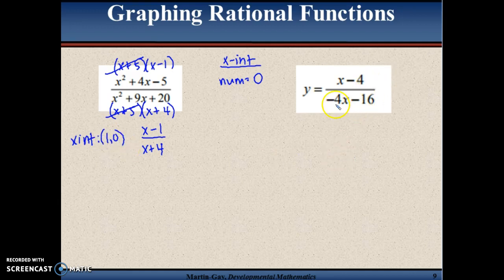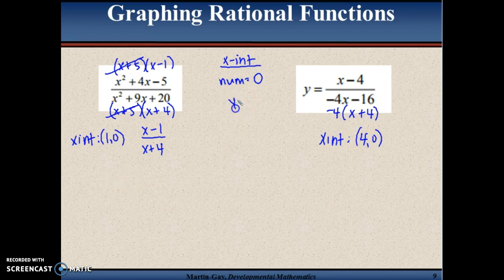If I come over here, I'm going to go ahead and factor the bottom, so I'm going to take out that negative 4, and then we get x plus 4 because I took out a negative, so it changes my sign, so nothing cancels. Set my numerator equal to 0, and I get x is 4. So my x-intercept for this graph is 4, 0.